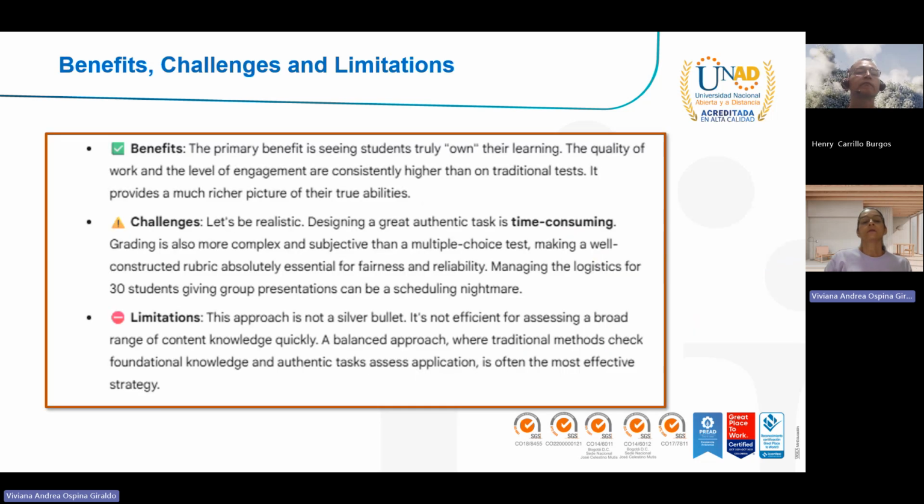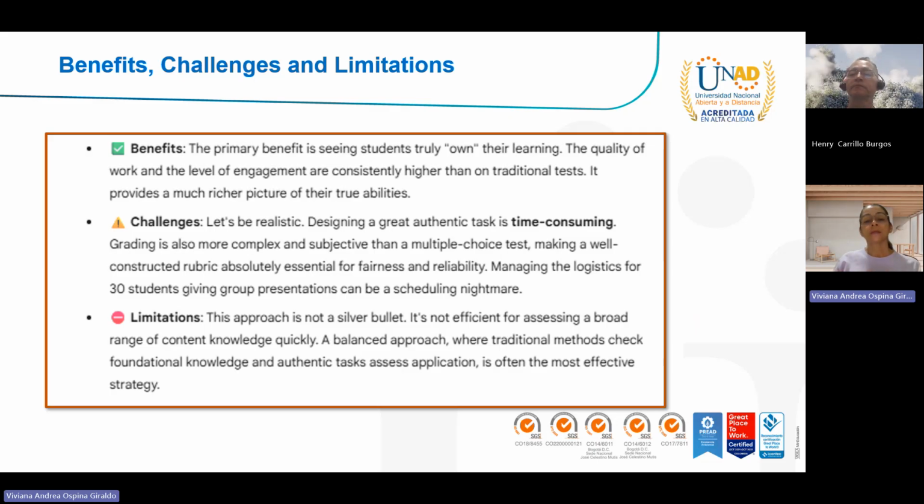And which benefits, challenges and limitations do we have? At some point we have these benefits: the student benefits because he is truly working on his learning. He is an active agent of his learning. The quality of work and everything that they do is much more engaging for them because it provides a richer view of their abilities.